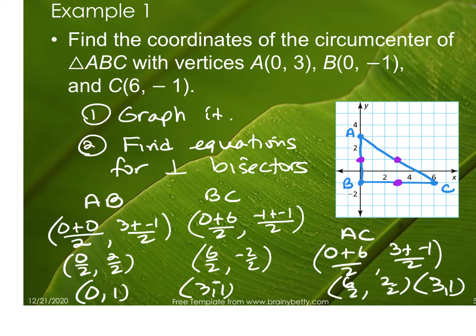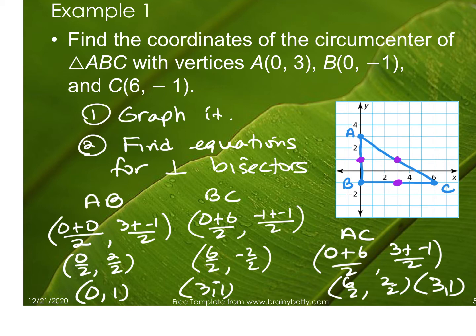Now what I need to do is find the equations of the lines. So we could also use the slopes of perpendicular lines theorem. And this is what you're going to do when you do number 10.